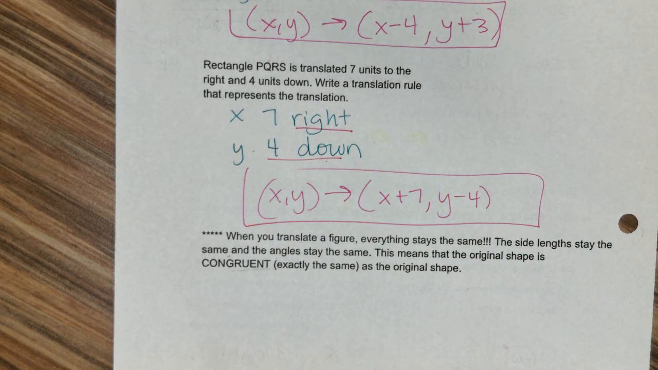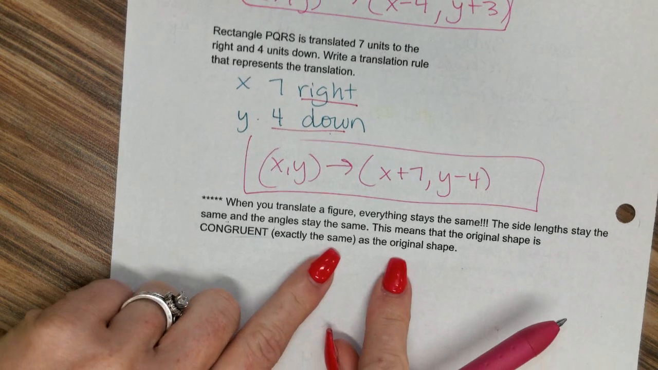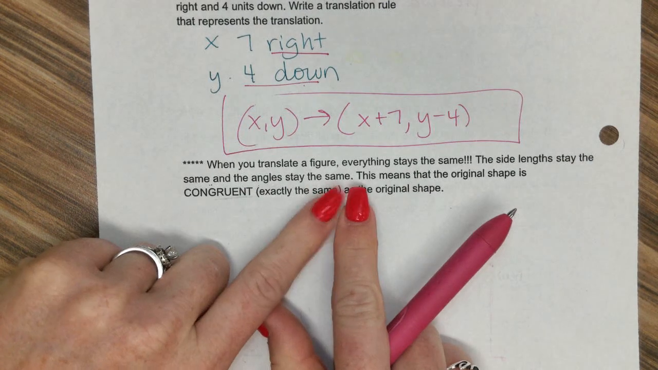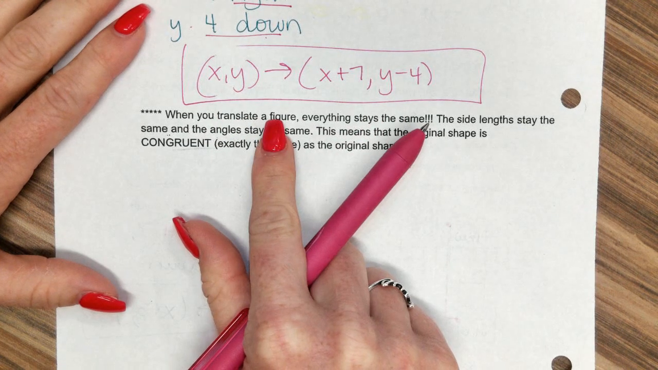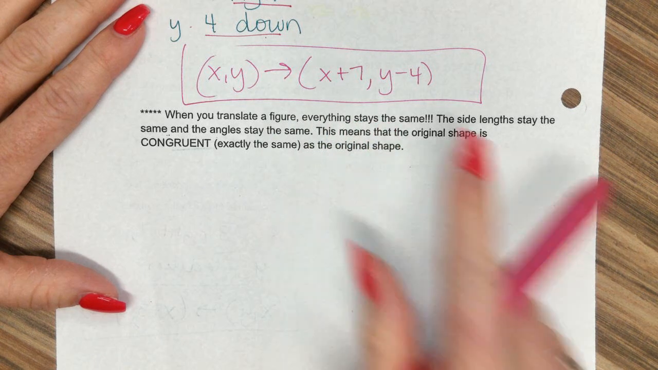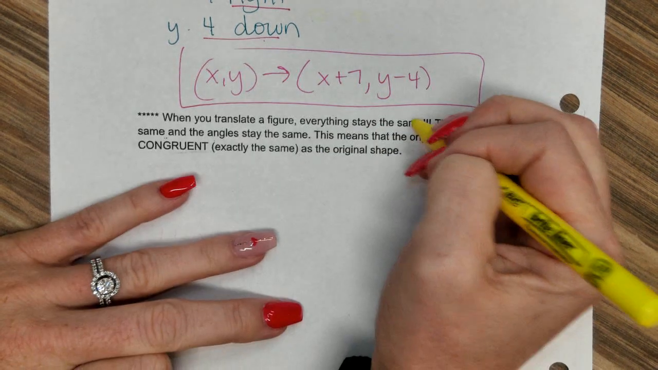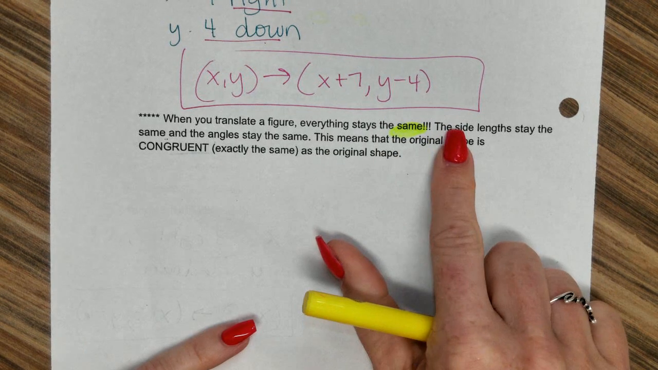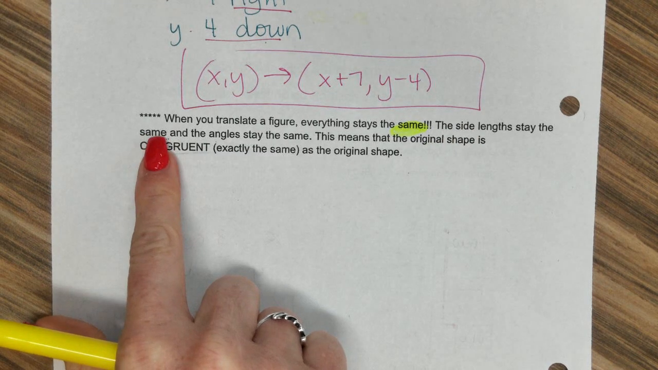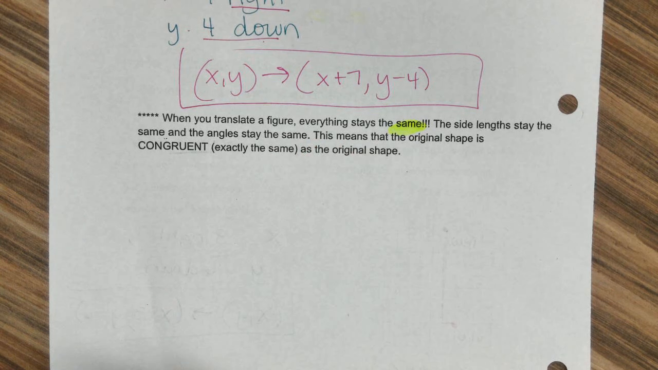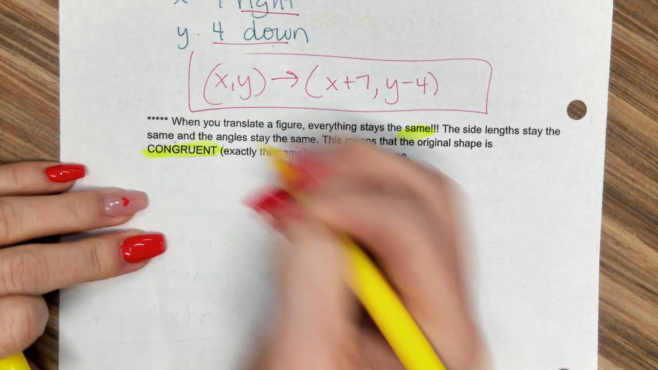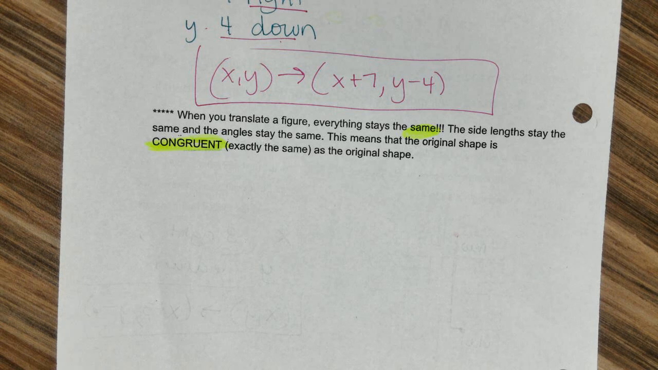Okay, now look at the bottom part. I gave you some answers to your assignment right here in this paragraph. It says, when you translate a figure, everything stays the same. That's super important. The side lengths stay the same, the angles stay the same. This means the original shape is congruent, because congruent means the exact same as the original shape.